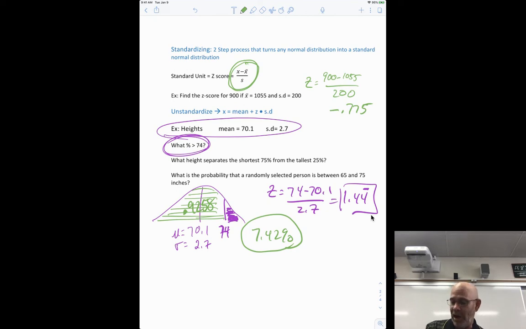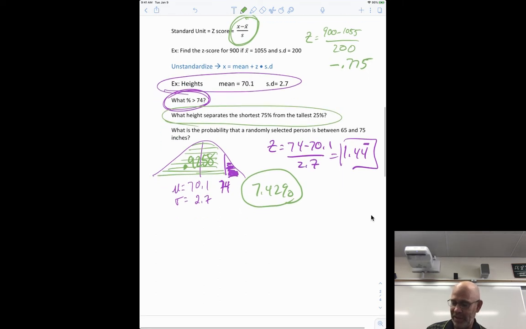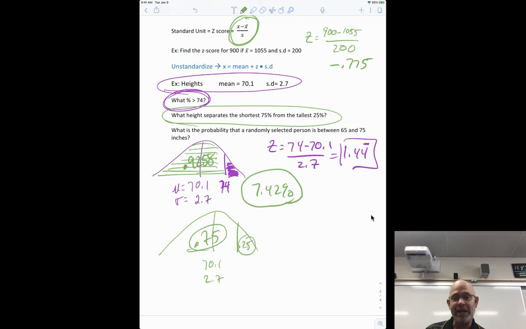And now I'll just go the other way also. The next question is, what height separates the shortest 75% from the tallest 75%? So I'm going to redraw this curve. Same mean, right? 70.1, 2.7. Now we want to cut off the 75%, right? So this is 75% and this is 25%. So now what I'm going to do is go to that chart and look for that z-score that goes along with this cutoff.